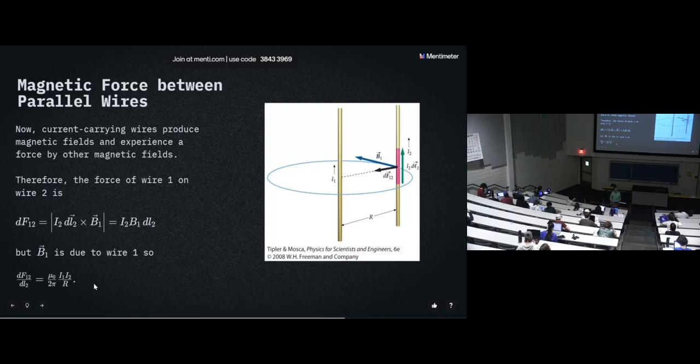And the net result of all of this, that you can try to reason through based on the figure, is that if 2 currents are pointed in the same direction, you end up getting magnetic attraction between them. But if 2 currents are pointed in opposite directions, you end up getting magnetic repulsion between them.